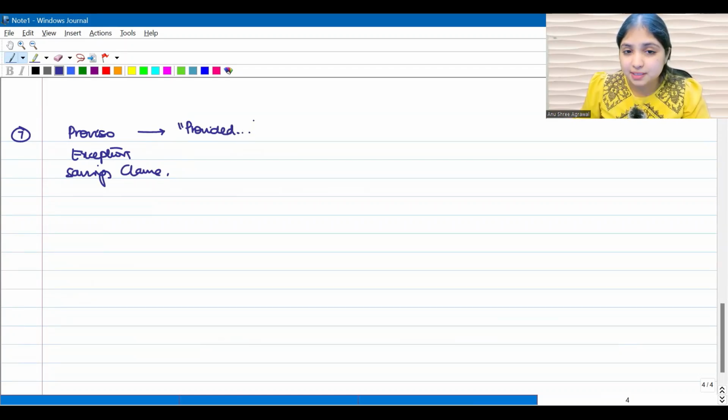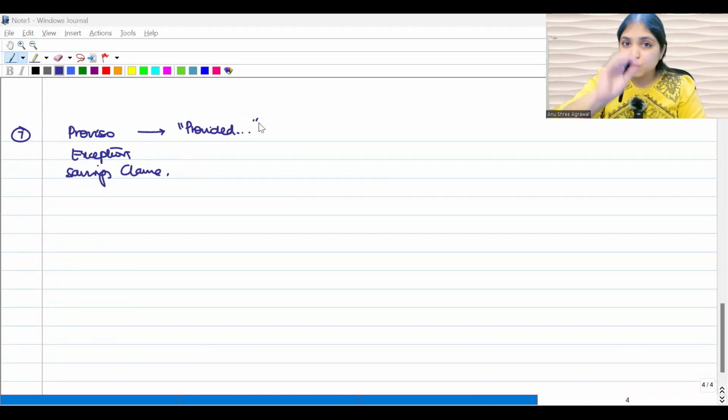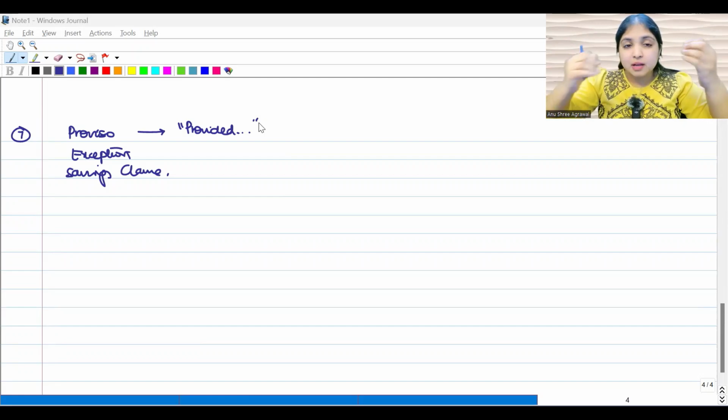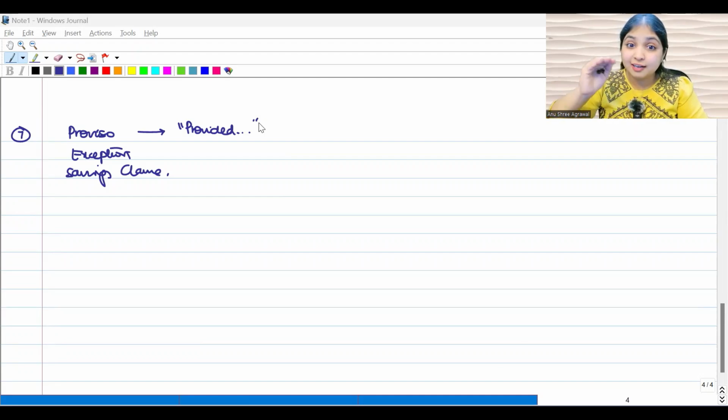Okay. Now what a proviso does is, there's a rule, there's a section, there's a provision. The proviso will first create an exception. It will first say that this provision will not apply in this case. Then for that exception, the proviso will give a special rule. You're understanding? So a proviso will first create an exception, and then for that exception, it will create a special rule, a special provision.